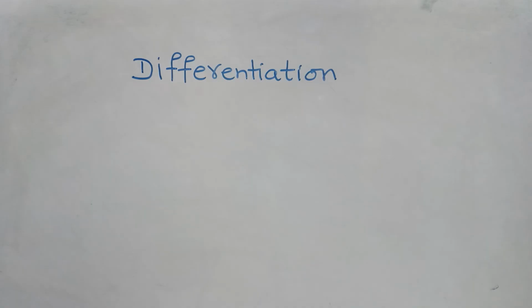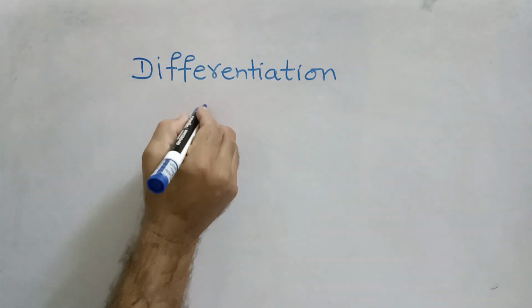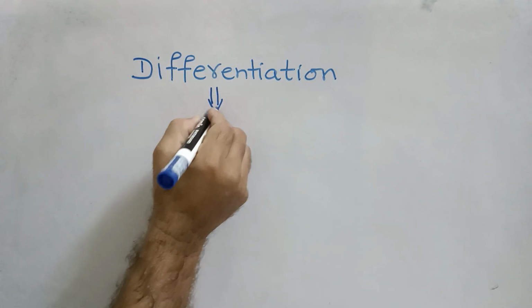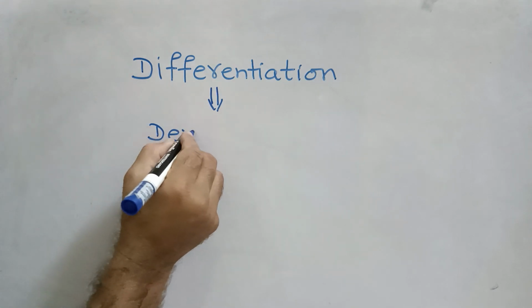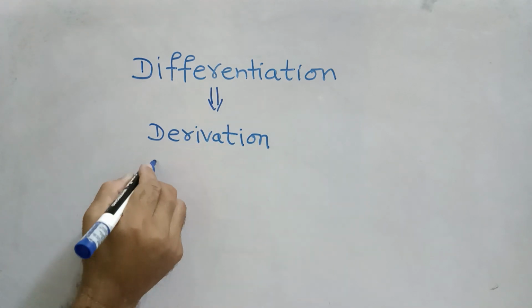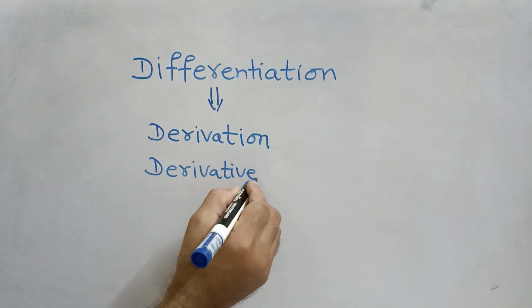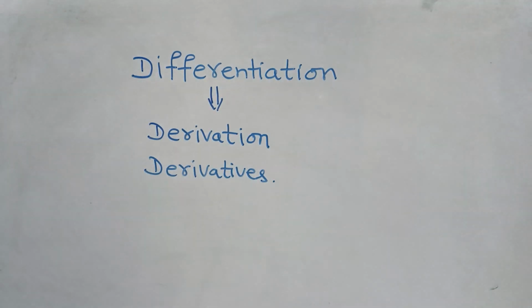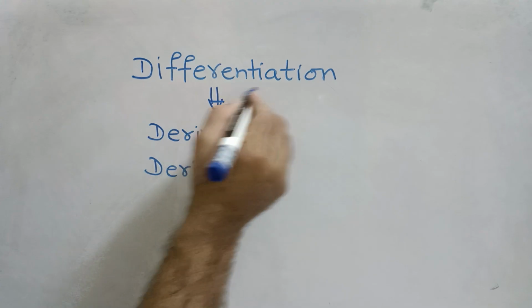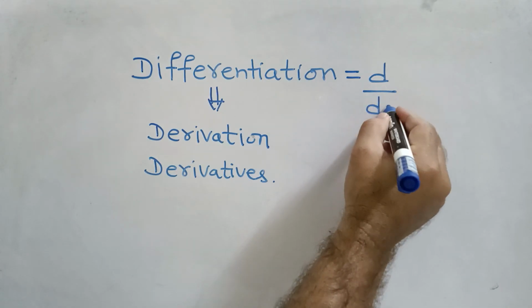In today's presentation, I would like to explain differentiation. Differentiation is also called derivatives or derivation. You can call it derivation or derivatives. The actual word is differentiation. Normally this differentiation is denoted by d by dx.